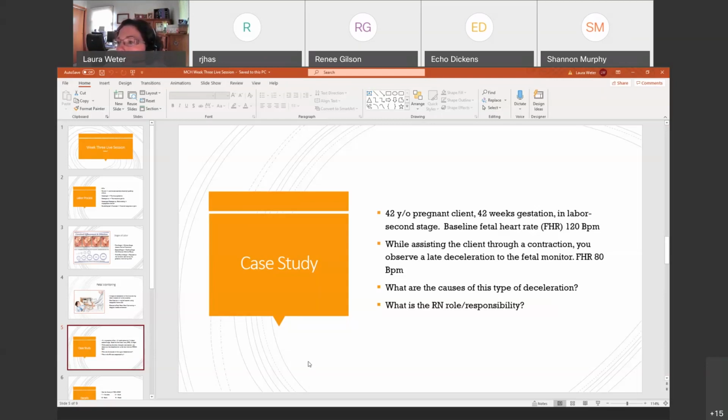Apply O2. Yes. And how are we applying that and how much? Via face mask. Okay. How much? That I don't know. That's okay. Anybody want to help her out? She's doing great. We're doing the face mask, but we have to know how much. 10 liters. Thank you. Yes, 10 liters.